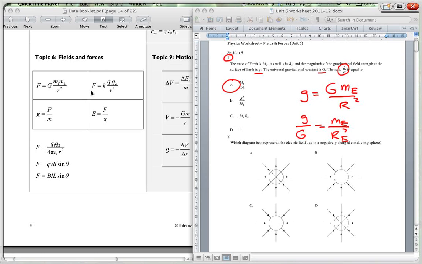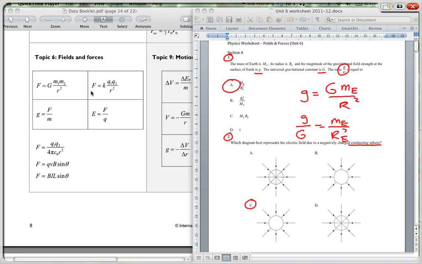It's pretty straightforward. So looking at 2, which diagram best represents the electric field due to a negatively charged conducting sphere? Okay, negatively charged, it means that the direction that a positive charge would take would be attraction. So it would need to be into it. So it would be either C or D. But because it's a conducting sphere, all the charge distributes itself equally, and there's actually no electric field within. So it's actually going to be C. C would be your correct answer for that.